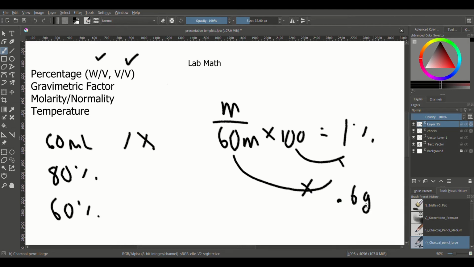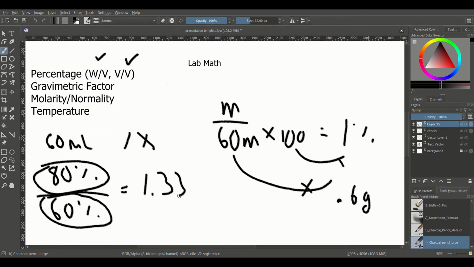What do we do now that we have this new concentration? What we'll do is take the one that we used to use and divide by the one that we're going to use now. So that's just 80 divided by 60, which equals 1.33 repeating, so 1.33. That means that we're going to need 1.3 times the amount of the new stuff in order to get the same concentration that we had with the old stuff.